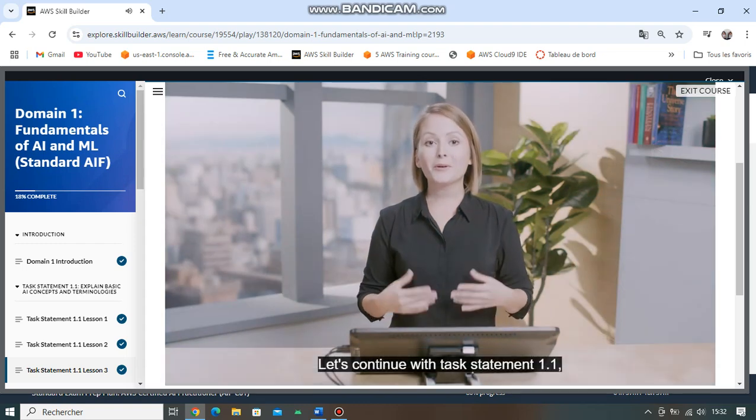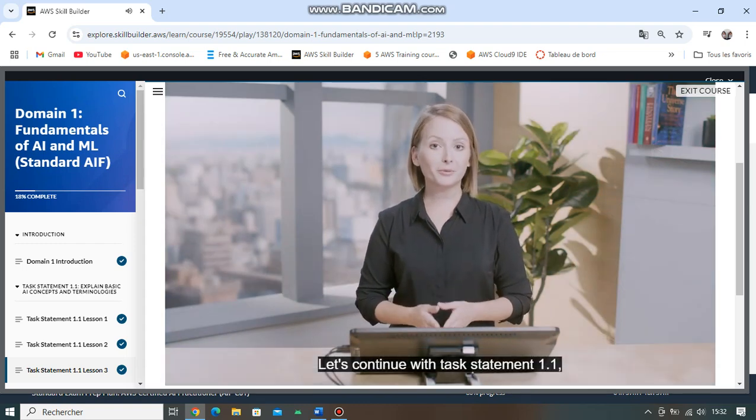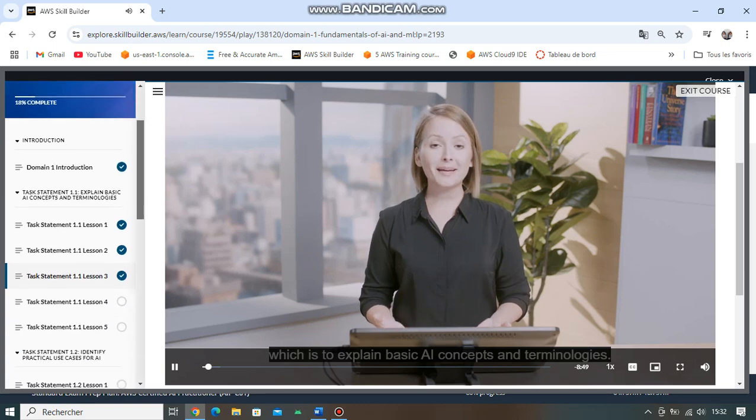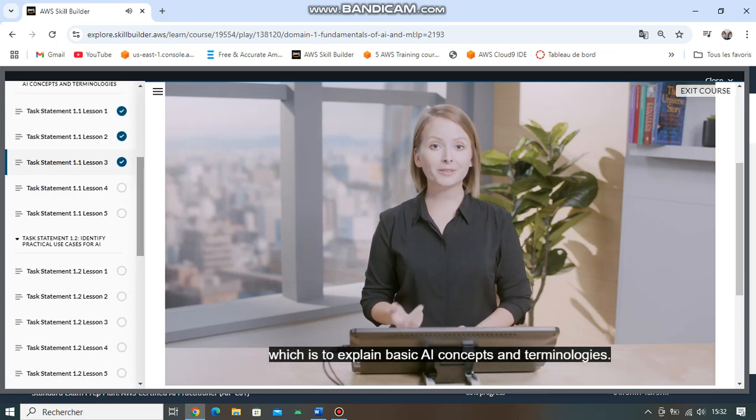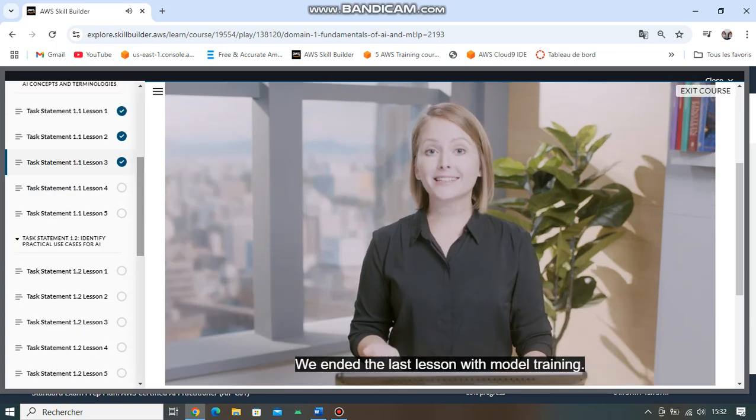Let's continue with task statement 1.1, which is to explain basic AI concepts and terminologies. We ended the last lesson with model training.